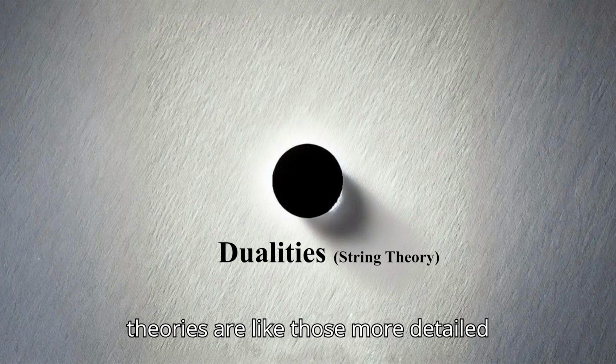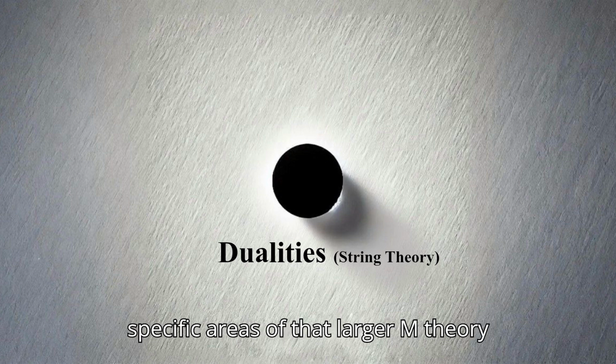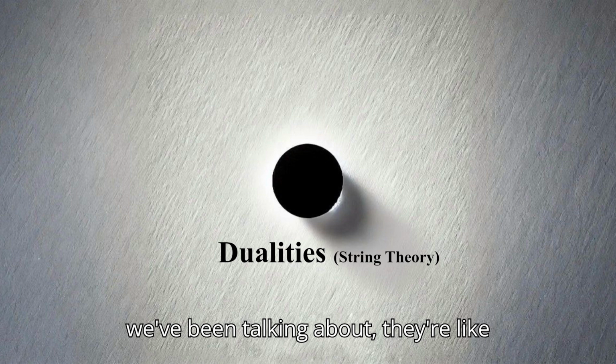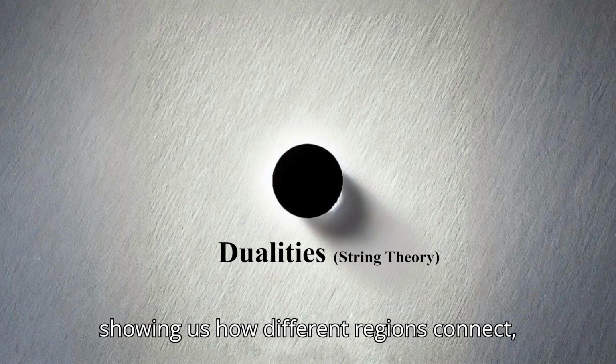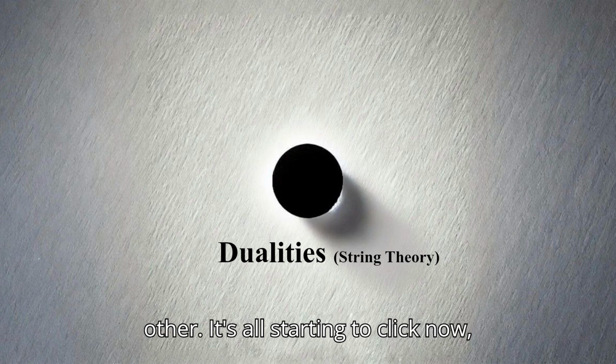String theories are like those more detailed regional maps. They help us explore specific areas of that larger M-theory landscape. Exactly. And those dualities we've been talking about, they're like the overlapping sections of those maps, showing us how different regions connect, how different perspectives relate to each other. It's all starting to click now.